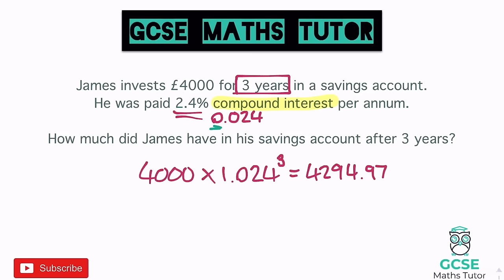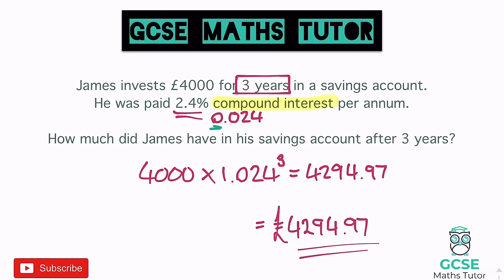Okay, you could actually make an argument that it'd be 96p. It's often the case that banks won't round it up for you, so you could make the argument it's 96 or 97p, but following the normal mathematical rules of rounding, we'll round it to 97p. Okay, so obviously just writing your final answer with your pound sign, you've got £4,294.97, and that's what's in the bank there after the 3 years.